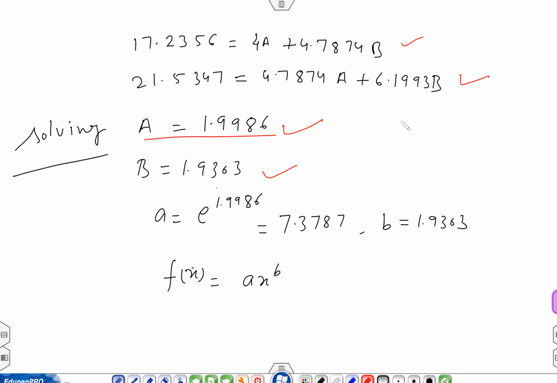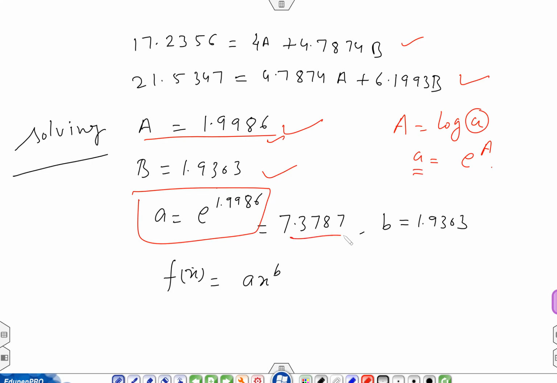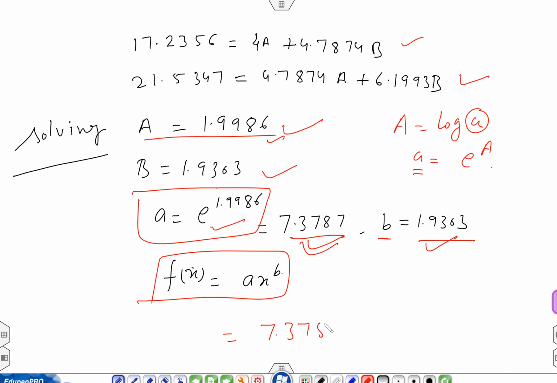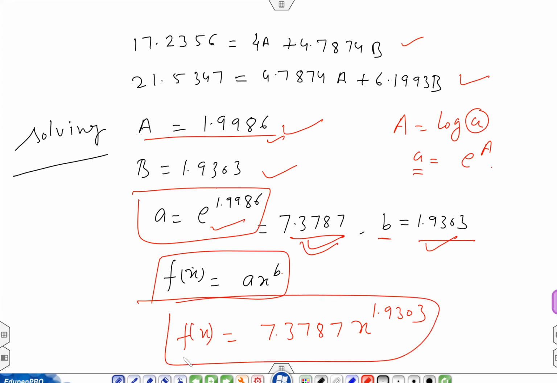Okay, so capital A is what? I told you, log of A. So if you want to get the original value of A, it will be e raised to power capital A. So that we have done here. Capital A is computed like that. Then we get the value of small a and small b, and then we get the original required function, that is a x raised to power b. So small a is this value, small b is this value, put them here, and you get the form of the function that is fitted to the given data. So a is 7.3787 and b is 1.9303, so the function is 7.3787 x raised to power 1.9303. This is the function we fitted to the given data.